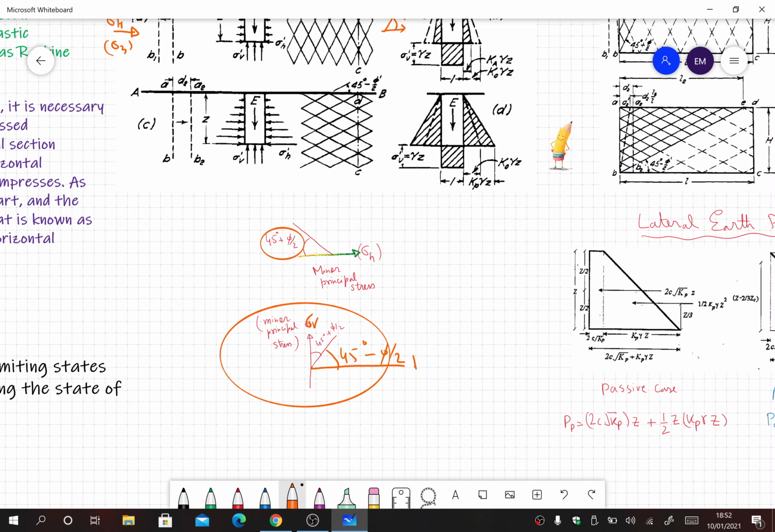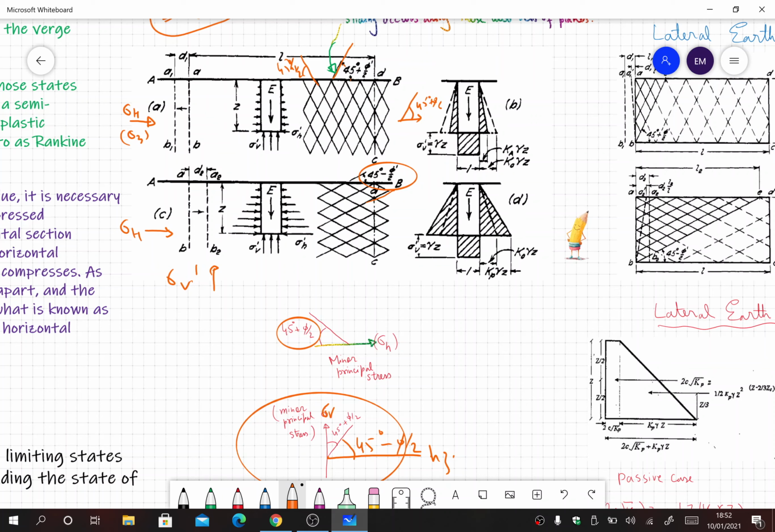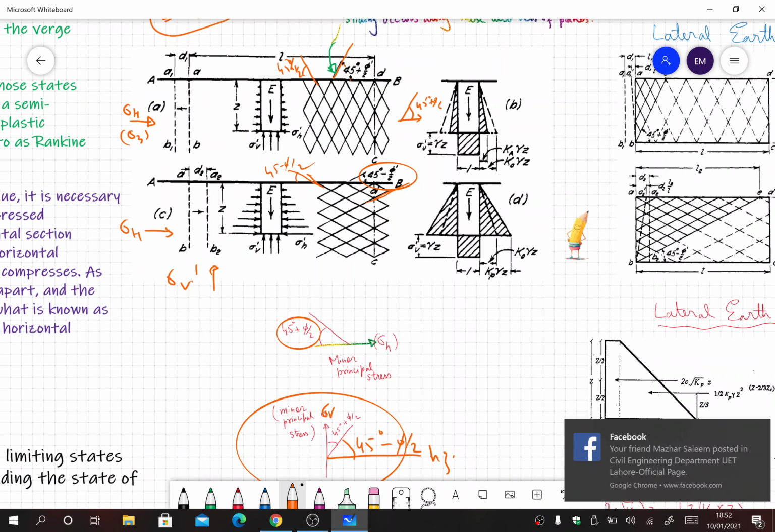So from the horizontal surface, the failure plane will make an angle of 45 degrees minus phi by 2 in the case of the passive earth pressure, because now the horizontal stress is the major principal stress and the vertical stress is the minor principal stress. Okay, so that's why we have a shear failure plane at this angle, that all these planes make an angle of 45 minus phi by 2. So that has been explained in this figure here.